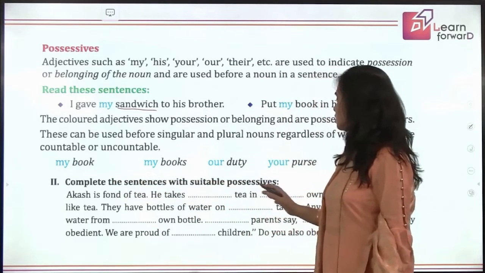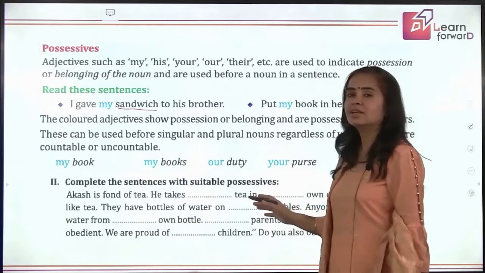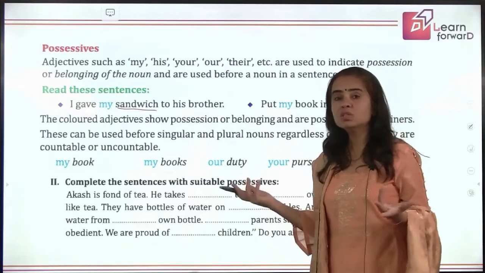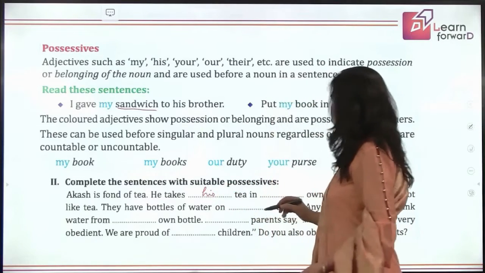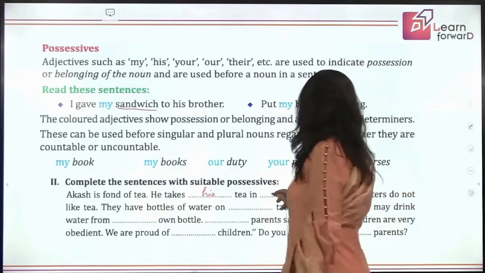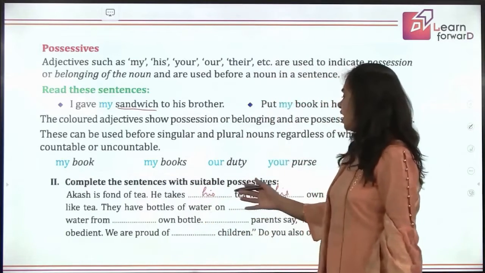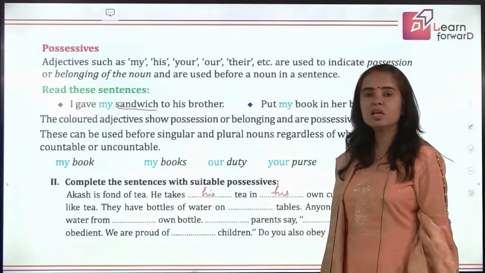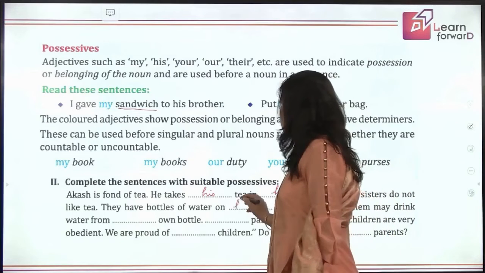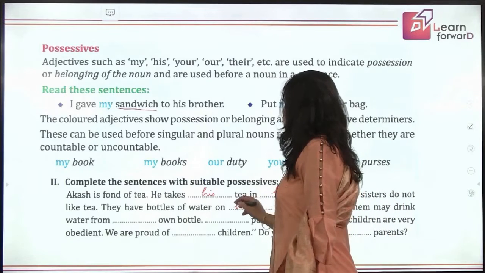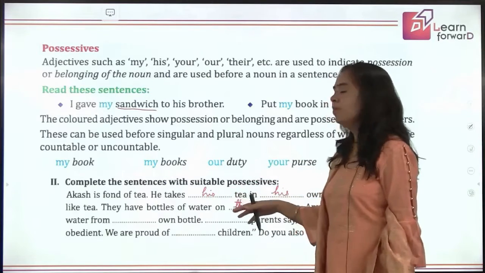Complete the sentences with suitable possessives. Akash is fond of tea. He takes dash tea, because he is fond of tea. So whose tea does he take? He takes his tea. Yes. In his own cup. Perfect. Next. His sisters do not like tea. They have bottles of water on dash tables. On their tables, because tables is plural. On their tables. Any one of them may drink water from dash.